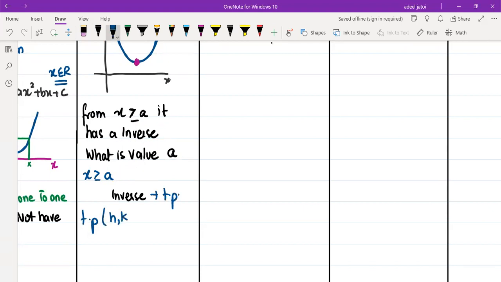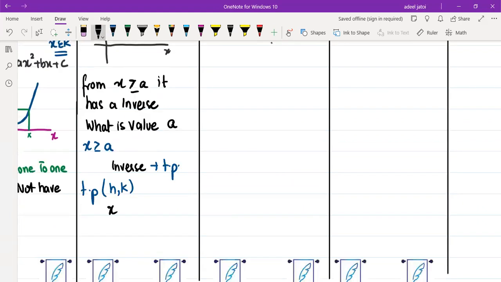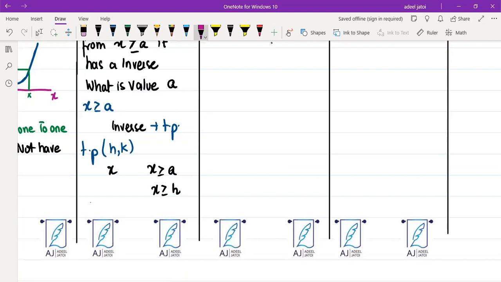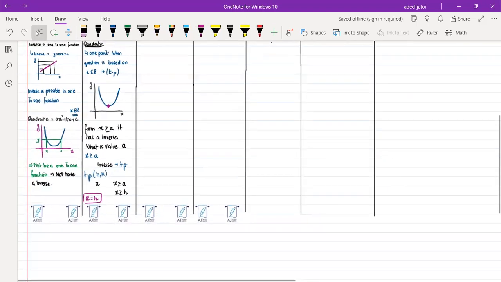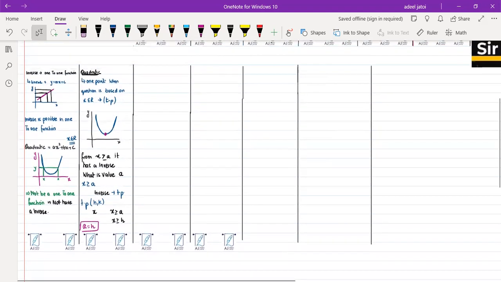One is h and the other one is k. Basically, your h represents x. So your x greater than or equal to a will basically be greater than or equal to h. So your turning point will be: a will be equal to h, which means your turning point will signify that obviously the value of x will be the point where the inverse will start. Your inverse will start from the value of what? X. And x will come from the turning point, and the turning point will come from where?